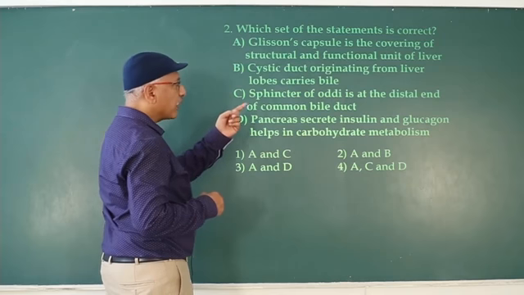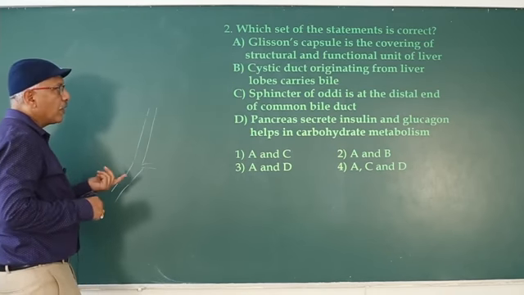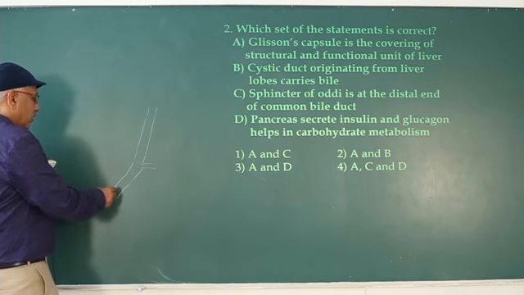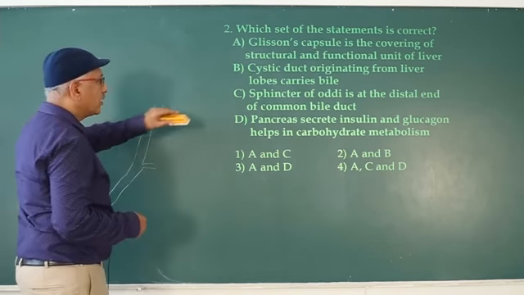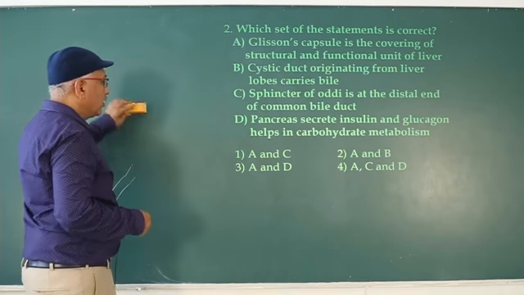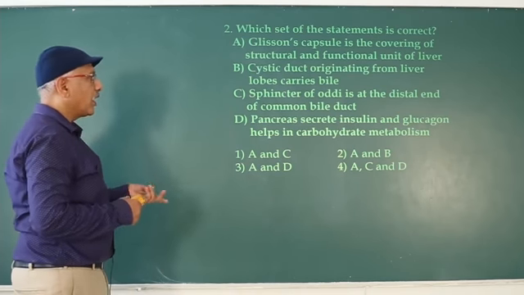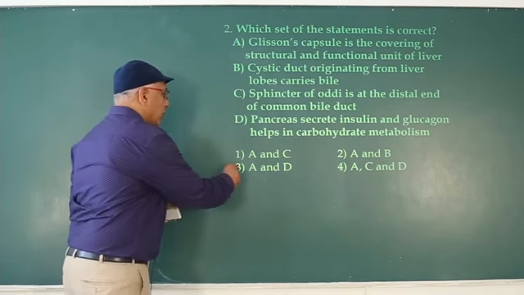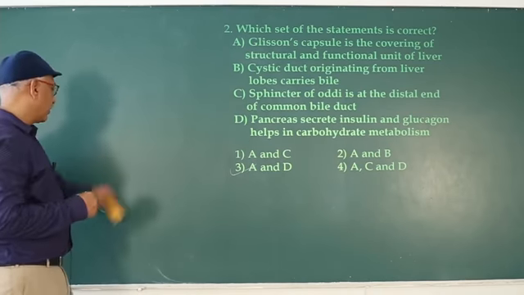So next one is sphincter of Oddi at the distal end of common bile duct. Wrong. So where is sphincter of Oddi present? At the distal end of hepatopancreatic duct. So that's why this statement also wrong. Next one is pancreas secrete insulin and glucagon help in carbohydrate metabolism. Correct. So answer is A and D, correct statements.